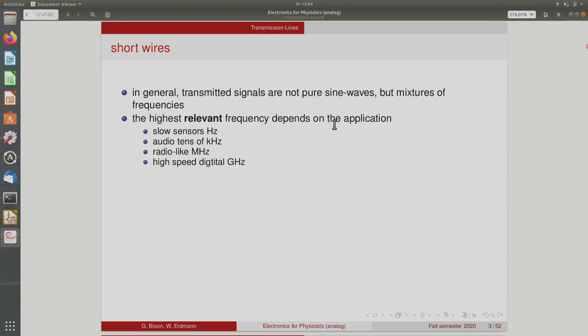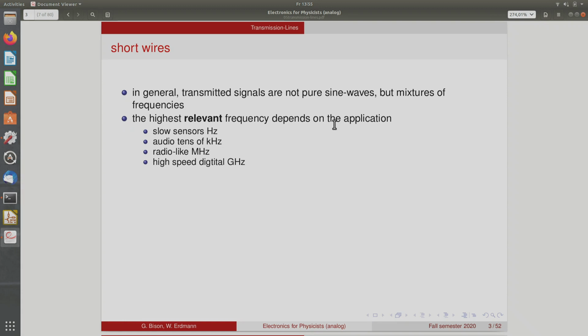Maybe a comment about what is a relevant frequency. Typically what you want to send is not a pure sine wave. So what is the frequency that you're talking about? What you have to consider when you design a circuit is the highest frequency that you need to take into account, and it depends on your application. When you have slow sensors, this will be hertz-like frequencies. When you do audio, the frequencies you care about are maybe in the tens of kilohertz. You don't need to design your circuit to work at many megahertz, because those frequencies will be filtered out later on. So you don't really care what happens at a megahertz when you transmit an audio signal.